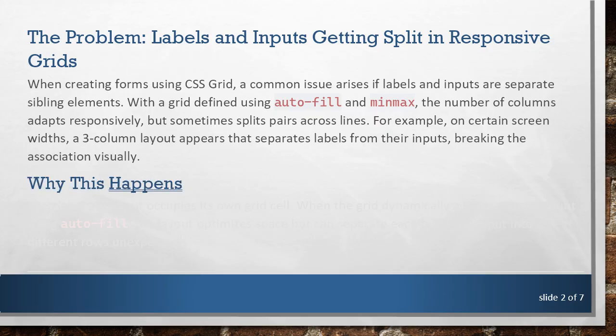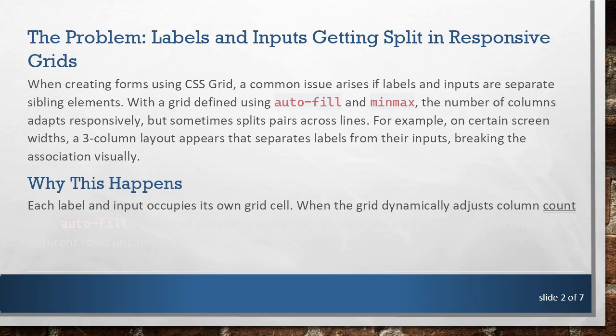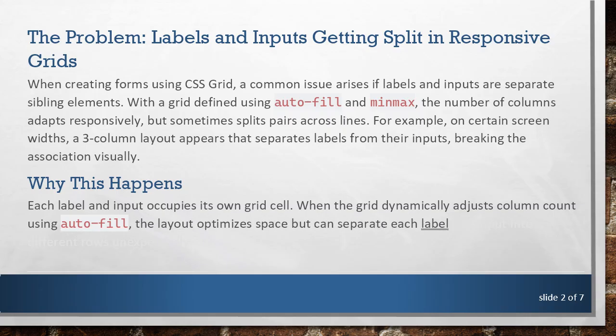Why does this happen? Each label and input occupies its own grid cell. When the grid dynamically adjusts column count using autofill, the layout optimizes space but can separate each label and input into different rows unexpectedly.